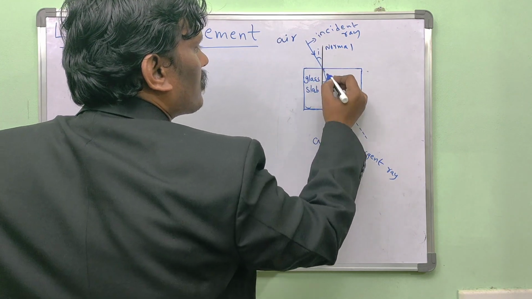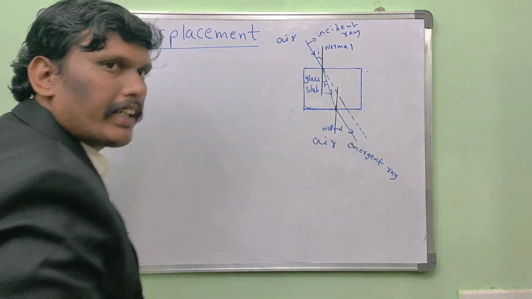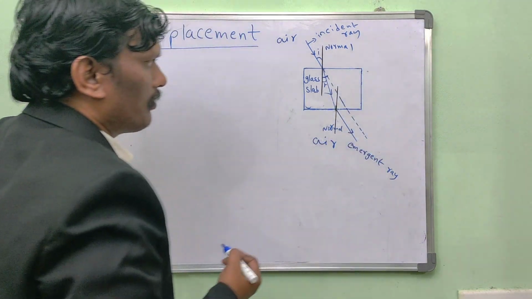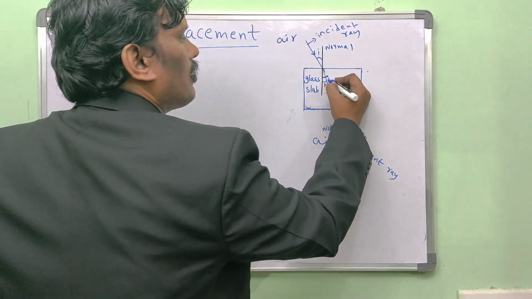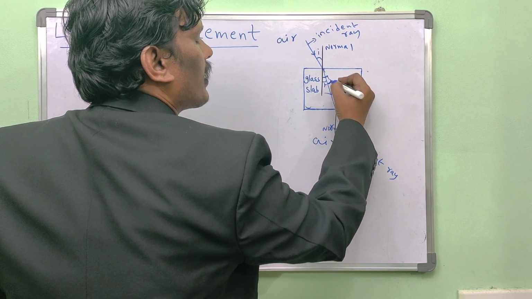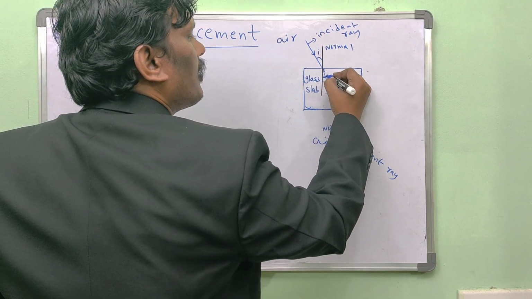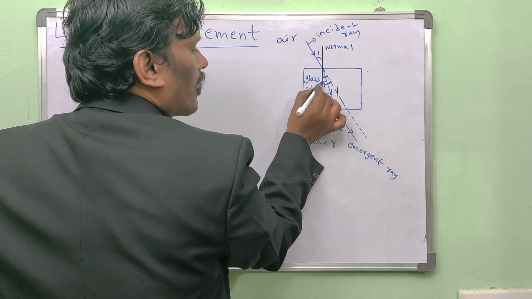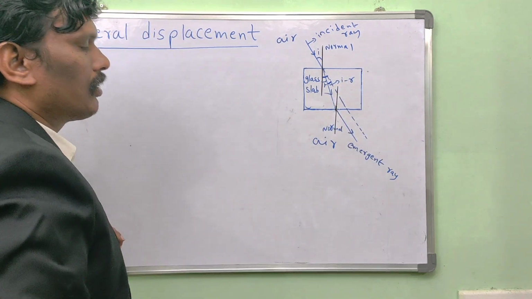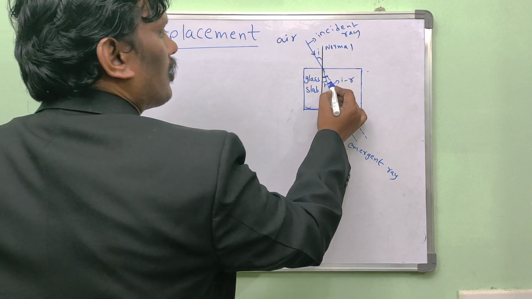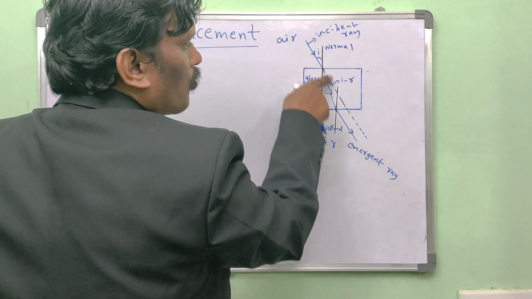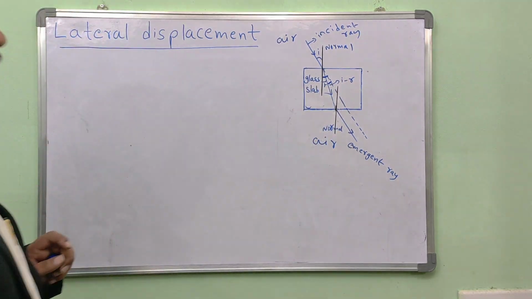Vertically opposite angles are equal, correct? So here the total angle is the incident angle, I. Then what is the extra angle here? From I, we need to subtract R. At that time, we get this angle: I minus R. That is the angle between the refracted ray and the original path.